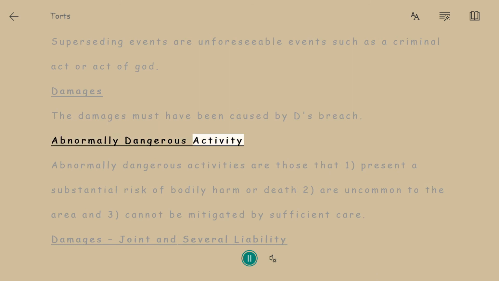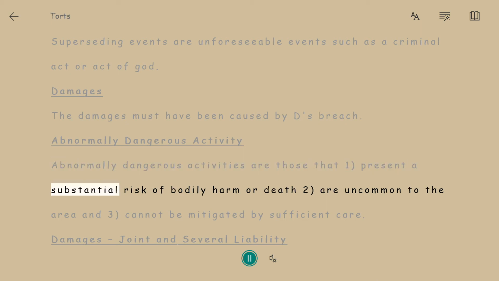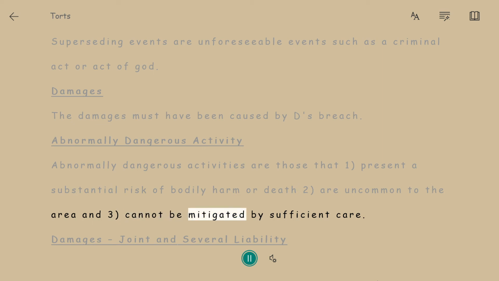Abnormally dangerous activity. Abnormally dangerous activities are those that 1. Present a substantial risk of bodily harm or death, 2. Are uncommon to the area, and 3. Cannot be mitigated by sufficient care.